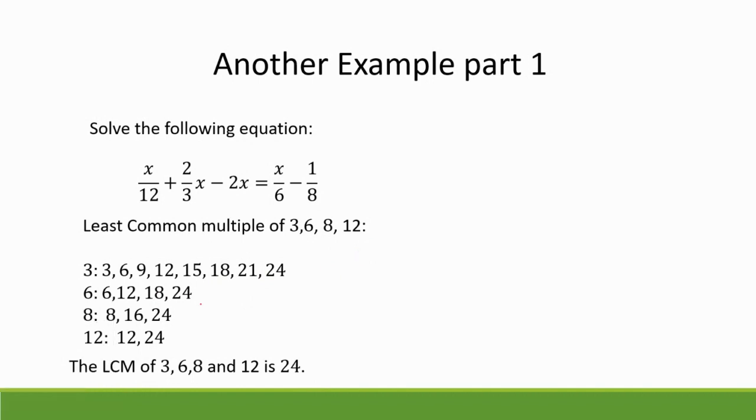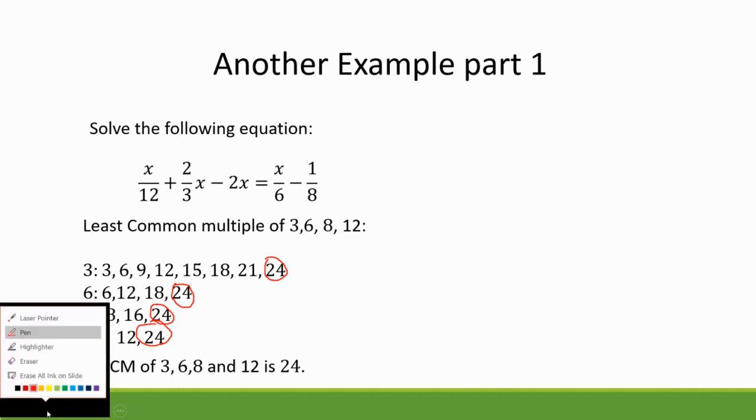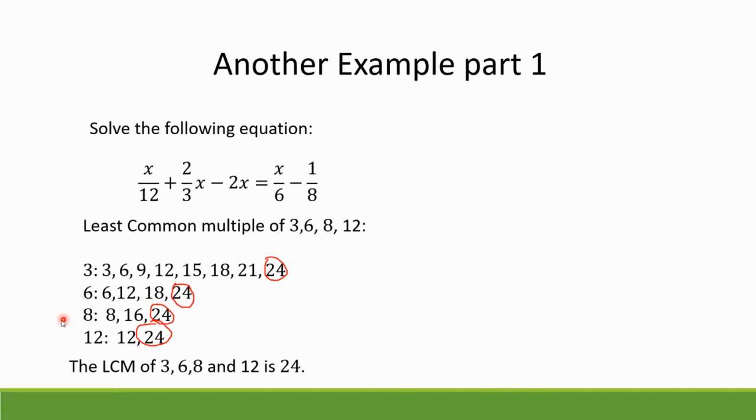You can see that the smallest, so I guess here, the only number in all these lists is 24. So we have 24. So that is the least common multiple of 3, 6, 8, and 12.